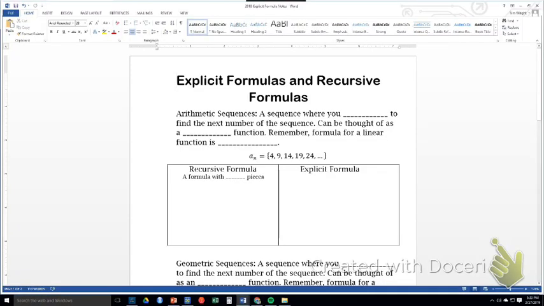All right, today we're going to continue our discussion of sequences, and we are going to learn specifically about the explicit formula for an arithmetic and a geometric sequence.